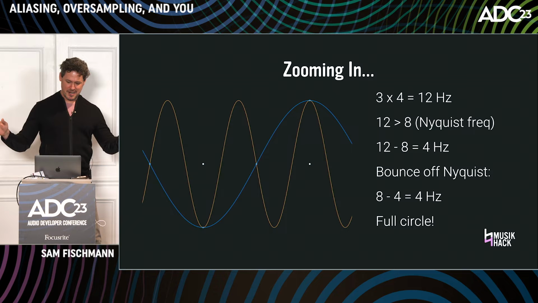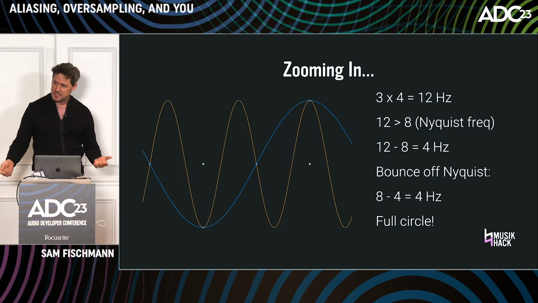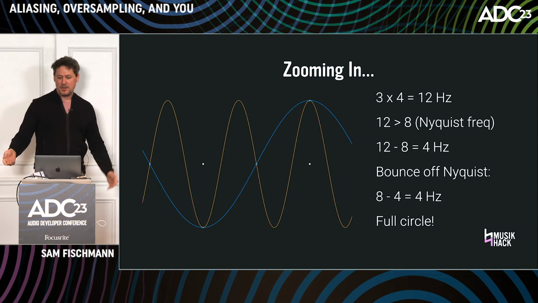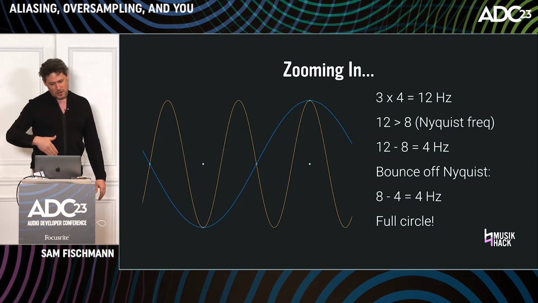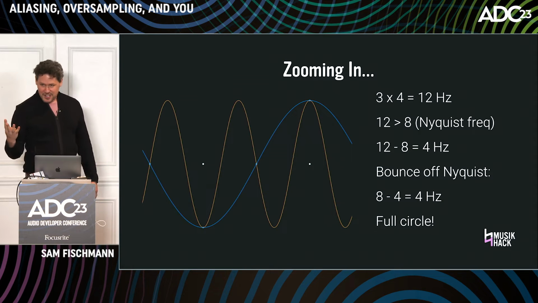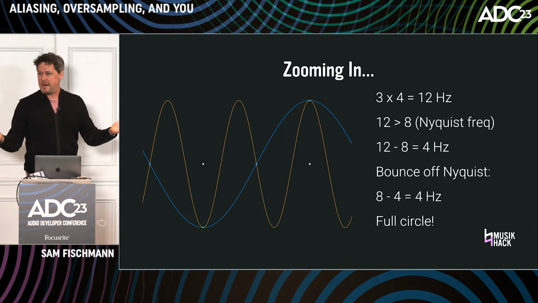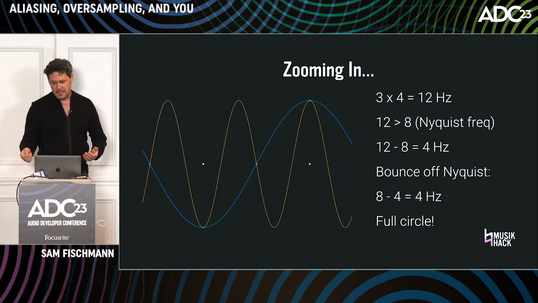That's cool? All right, our Nyquist frequency is going to be half of our sampling rate, which I said was 16 hertz. So that's 8. 12 is greater than 8. If we subtract it, we get 4. So we go up to the Nyquist frequency and we bounce backward 4, and we come right back to where we came from, right? What does that mean?